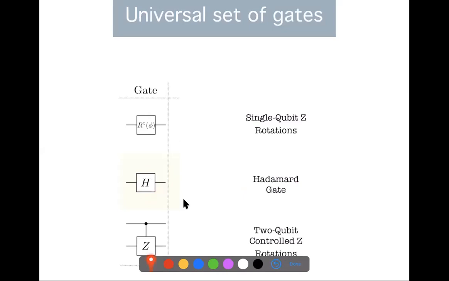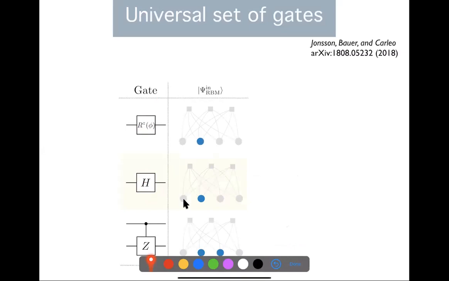This is a local rotation that amounts essentially to putting you in the basis of the sigma x operator. Or you can do a rotation in the z direction, so a z rotation by some angle phi, or you can do a so-called controlled z rotation onto two qubits. These are just the building blocks that you can use to build a more complicated quantum circuit.